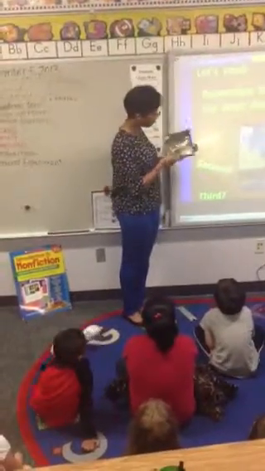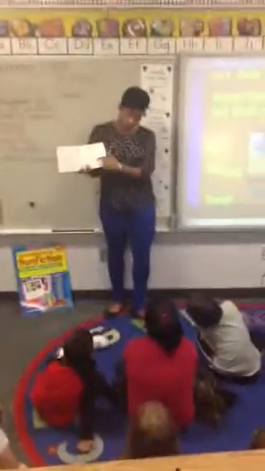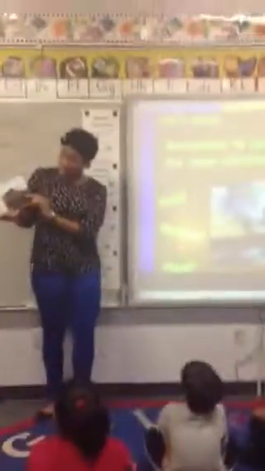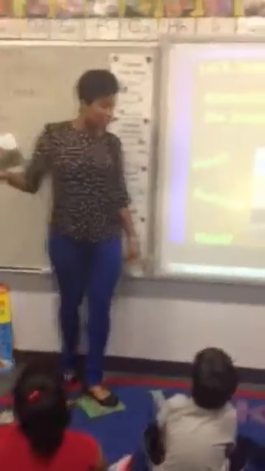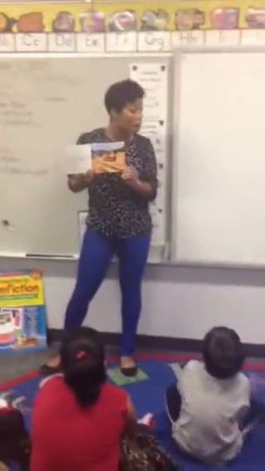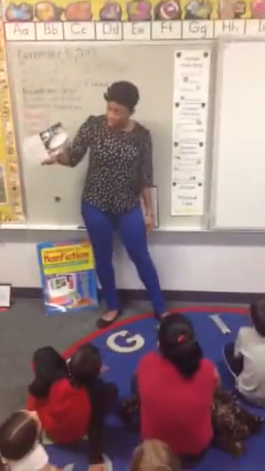Trees to Paper. Table of contents, we learned about that last week. Text feature. Okay, so paper is made from trees. What is paper made from? Trees. The wood from the trees is cut into small pieces. Not big pieces, very small pieces. Water and chemicals are added to the wood. This mixture is called pulp.